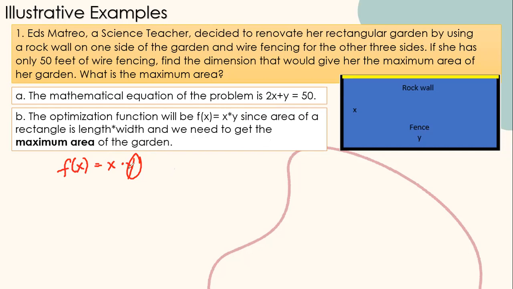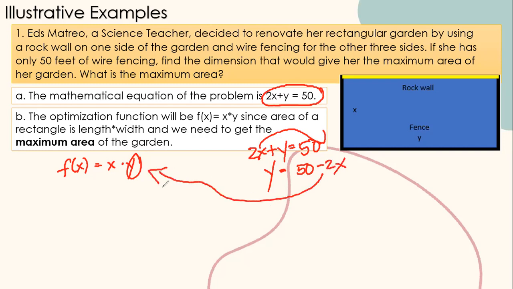Okay, so saan natin kukunan yung value ng y na yan? Dito sa nabuo nating mathematical equation sa unang step. So that is, okay, 2x plus y is equal to 50. Lipat ko yung 2x doon para matira si y sa kabila equation. So that is y is equal to 50 minus 2x. So substitute ko si 50 minus 2x sa y sa ating original function.